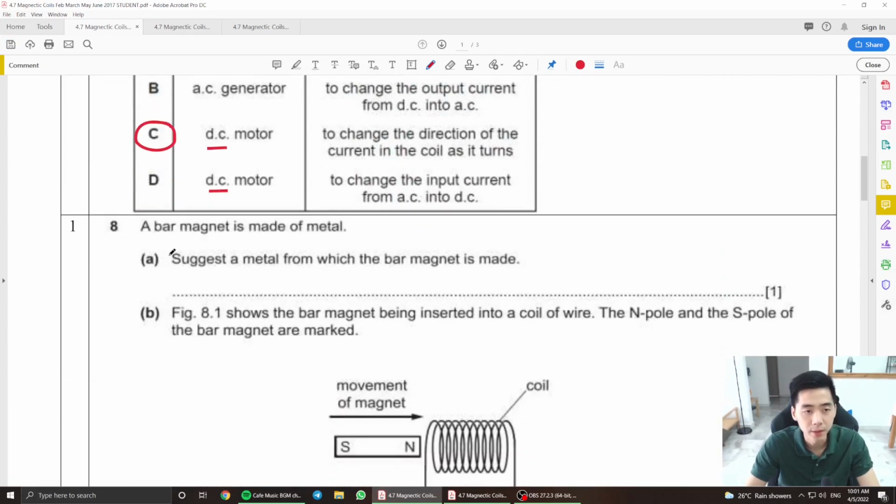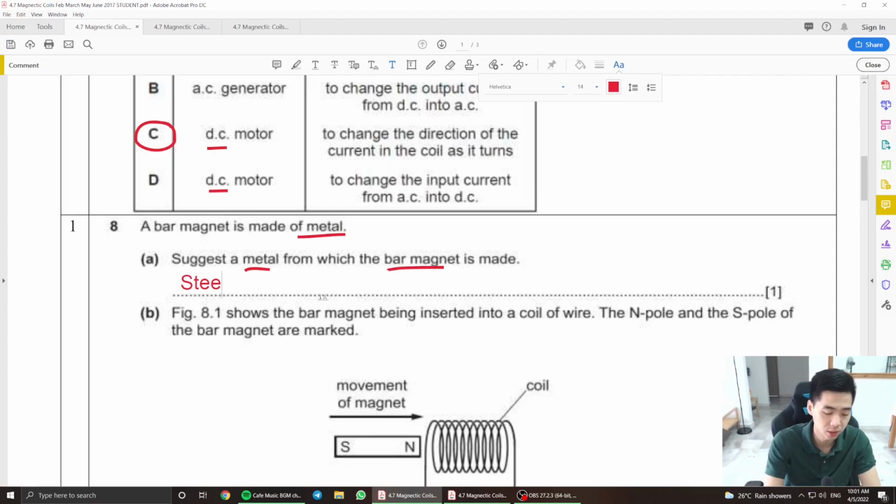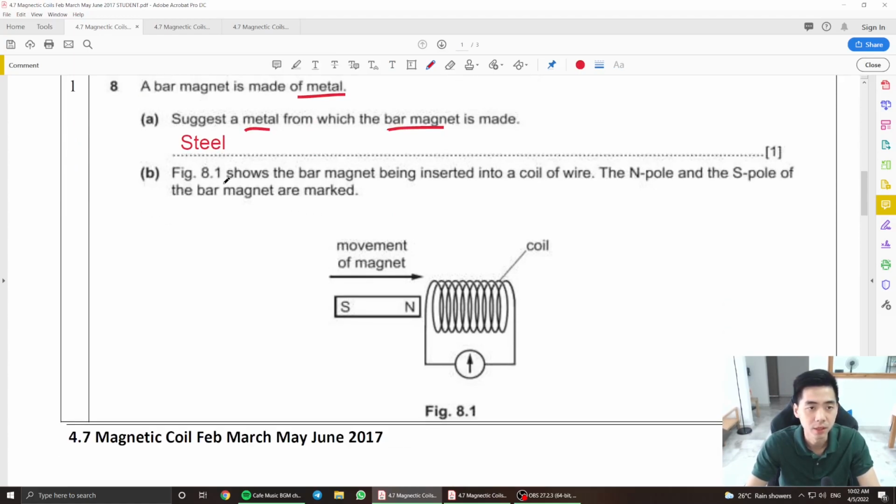Moving on to the next part here. A bar magnet is made of a metal. Suggest a metal from which the bar magnet is made. There are 2 options only, right? Either you use steel or iron. But for a bar magnet, it is always going to be steel because it is considered a hard metal. I've mentioned this many times in class already.